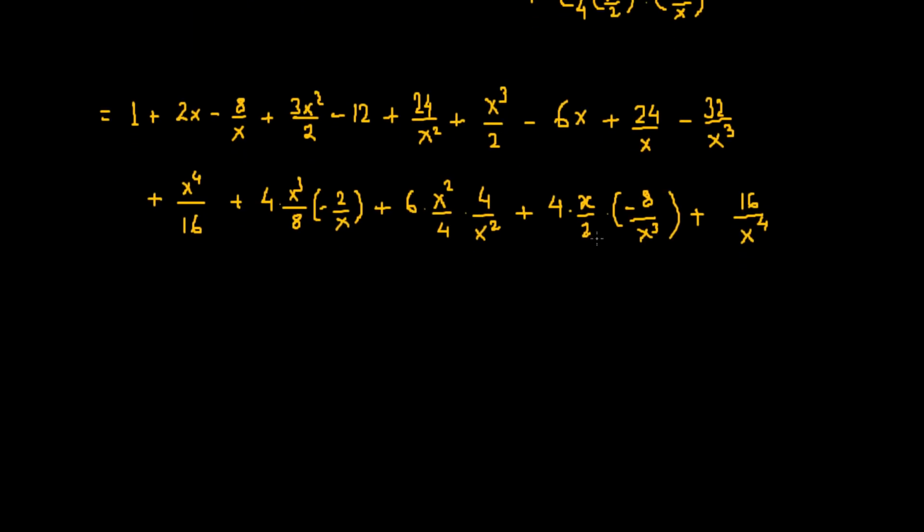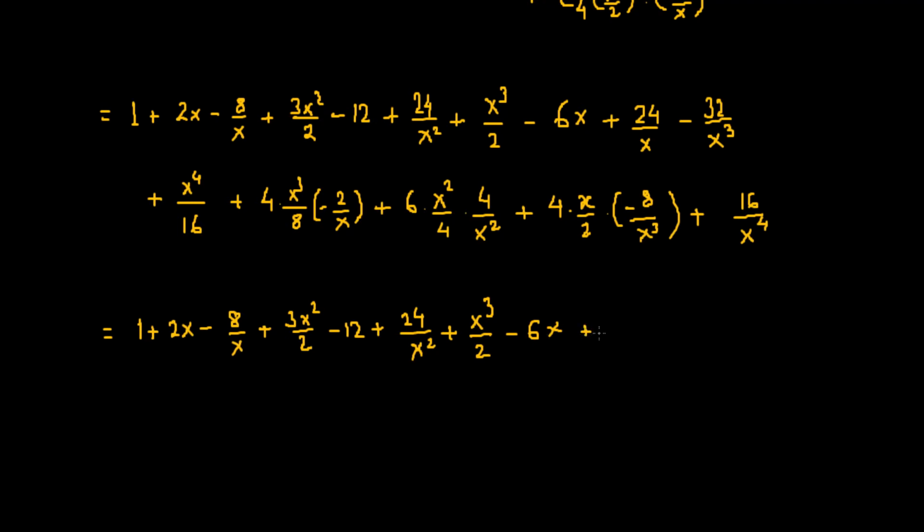So the last step, okay, there's one more step, we have to combine the like terms, but before that we're going to simplify. So this is 1, twice x, minus 8 over x, plus 3x squared over 2, minus 12, plus 24 over x squared, plus x cubed over 2, minus 6x, plus 24 over x, minus 32 over x cubed, plus x raised to the power 4 over 16.